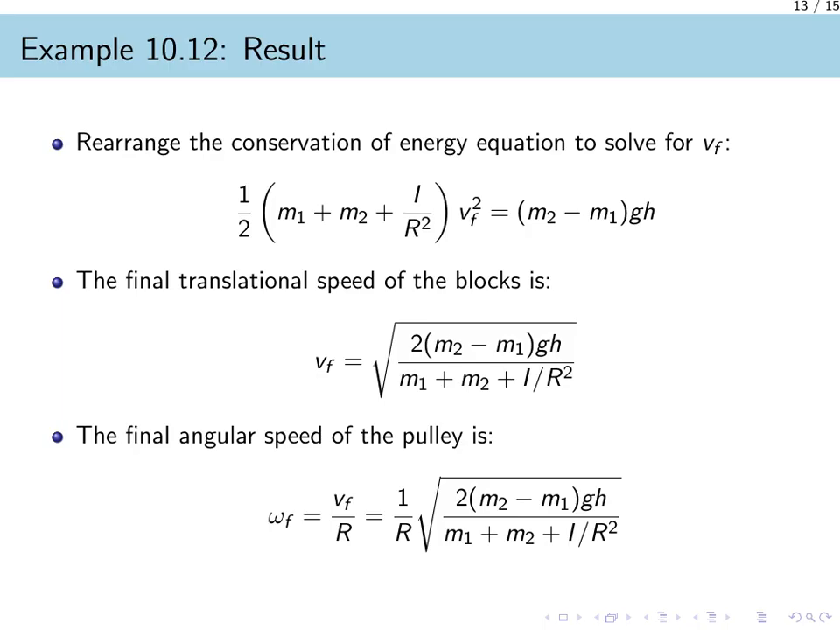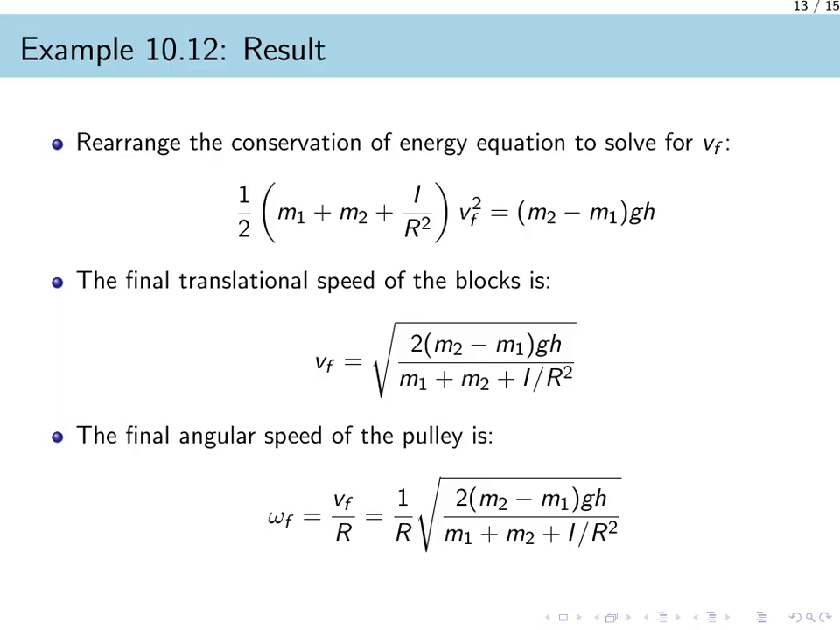system. To isolate the final translational speed, v f, we multiply both sides by 2 and then divide by this effective inertia term. Taking the square root gives us our final expression for the speed of the blocks after mass m2 has fallen a distance h. Notice that if the pulley were massless, its moment of inertia I would be 0, and this equation would simplify to the one for a simple Atwood machine.